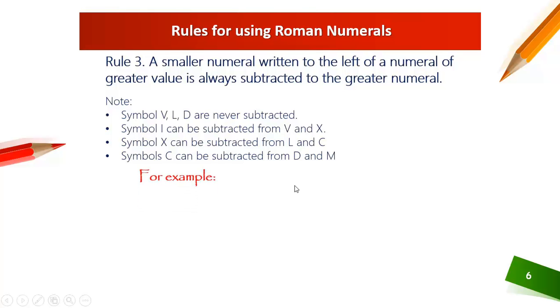For example, I is to the left of X, which is of greater value. This means X, which stands for 10, and I, which stands for 1. 10 minus 1 equals 9. Similarly, X is the smaller value, which is towards the left of L, which is of greater value. So, XL here stands for 50 minus 10, that is 40.